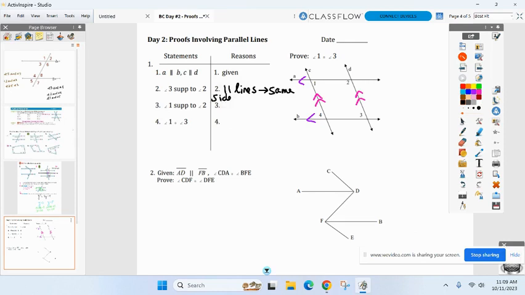Same side interior angles are, and then you tell me, are they supplementary or congruent? In this case, supplementary. So that's why 3 and 2 are supplementary.